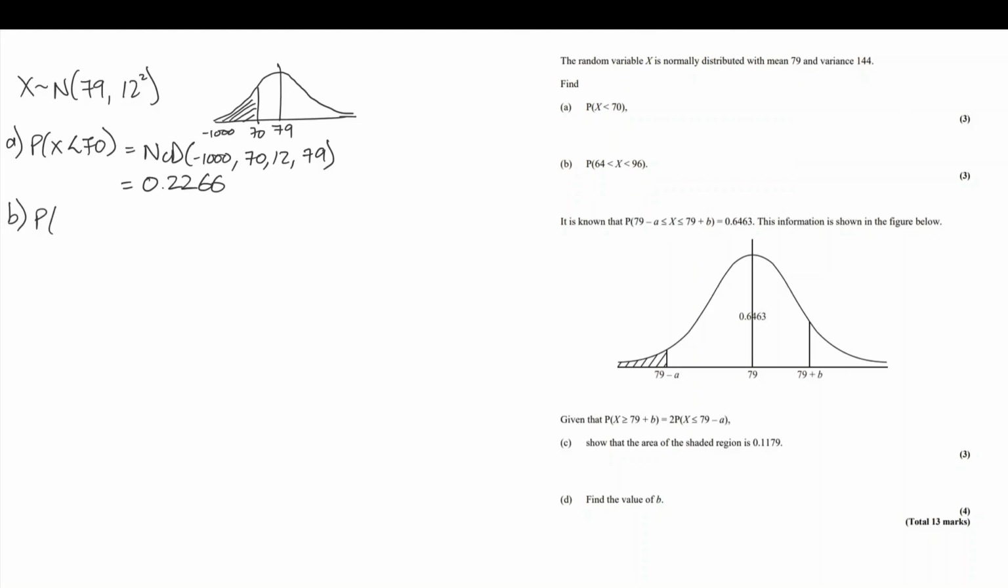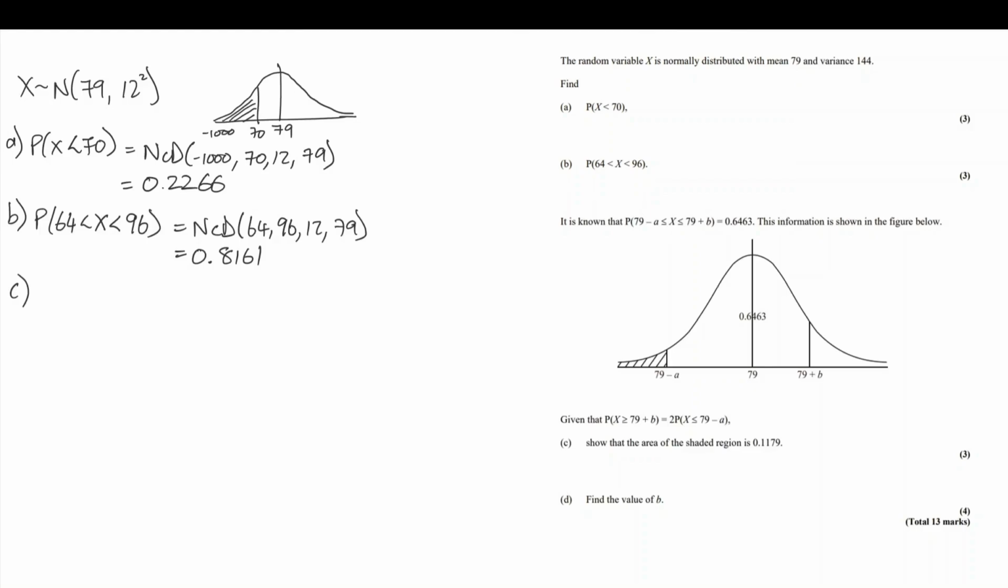In part B of the question, we're asked to find the probability that x is between 64 and 96. We can once again use the cumulative normal distribution function, entering 64 as the minimum, 96 as the maximum, 12 as the standard deviation, and 79 as the mean. Okay, and just into our calculators, and we get an answer of 0.8161.